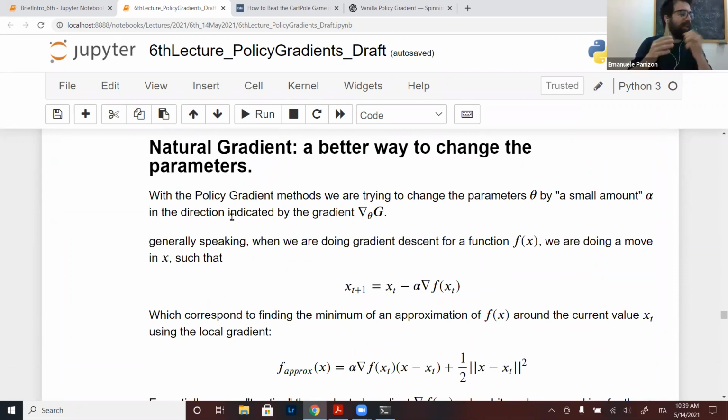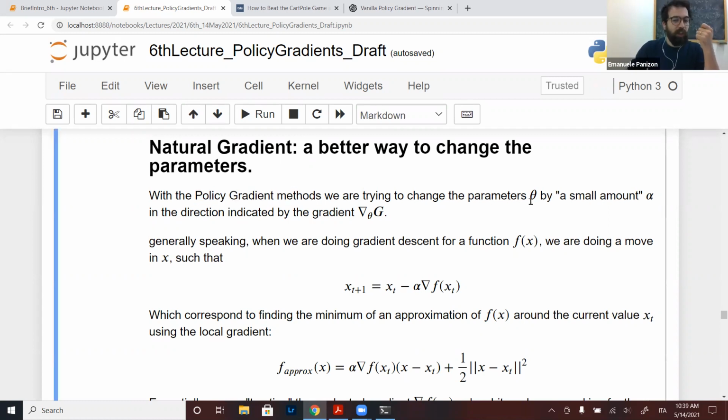So the natural gradient is a hard topic, but it's very nice. The idea, and I will reiterate something you have seen many times with Professor Celani, is: what are we doing when we are doing a gradient update? With policy gradient methods, we are changing the parameters theta, which are those that define the policy, by a small amount in the direction indicated by the gradient.